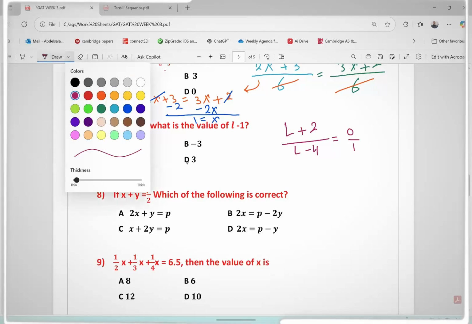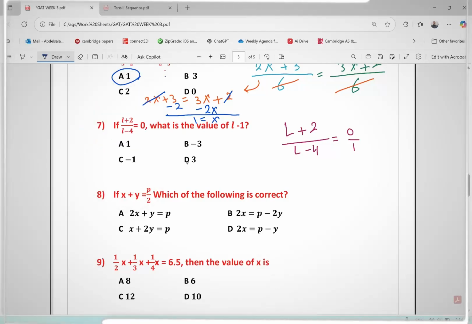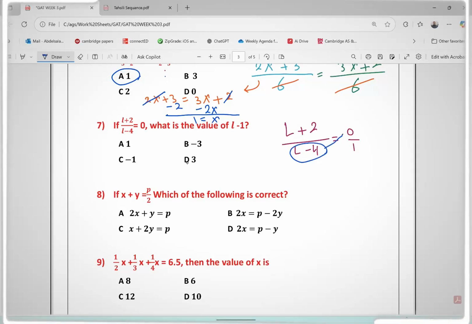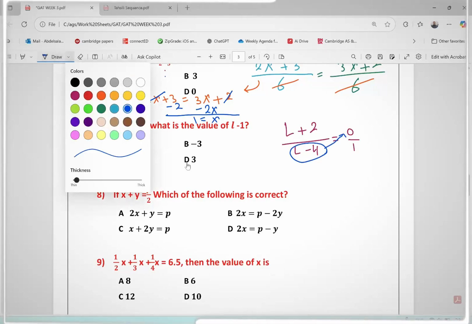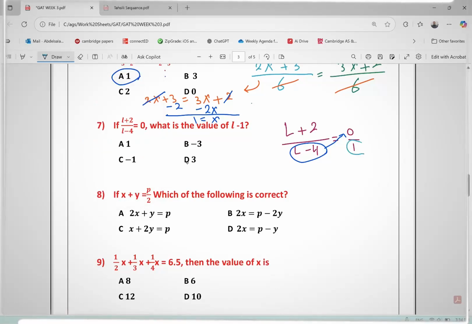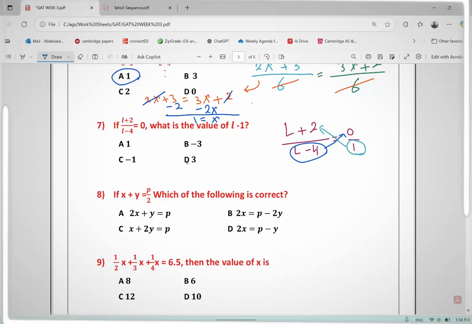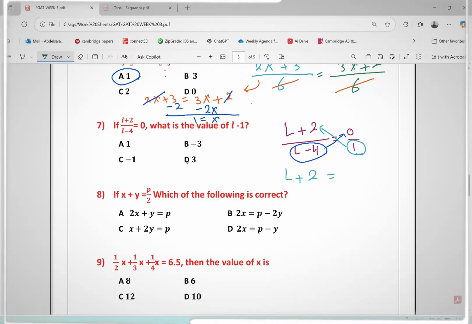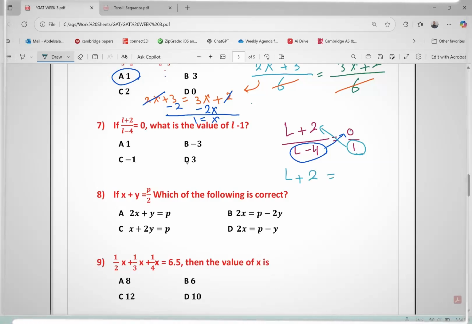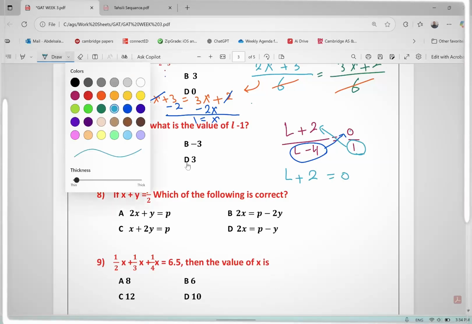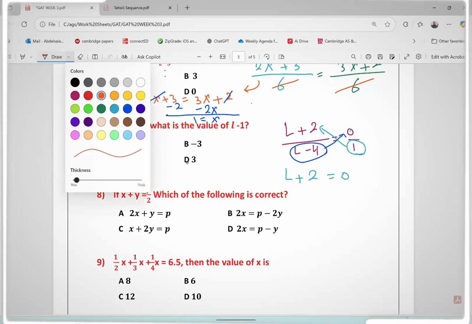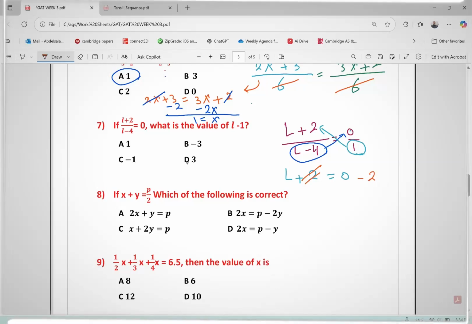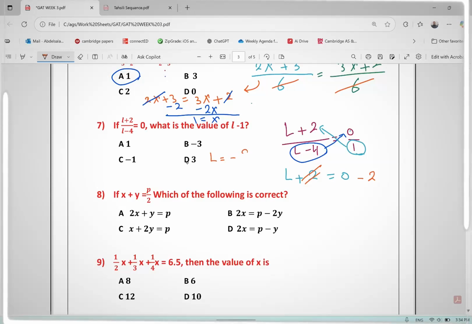Actually, I can use cross multiplication here. How can I use cross multiplication? I told you. You multiply here times here, and let's change the color. You multiply here times here. 1 multiply L plus 2 will be L plus 2. 0 multiply any bracket, 0 multiply any expression, 0 multiply any number equals 0. You need to find L. Yes. If you have plus 2, move it to the other side, it will be negative 2. So here, I'm sure that L equals negative 2.